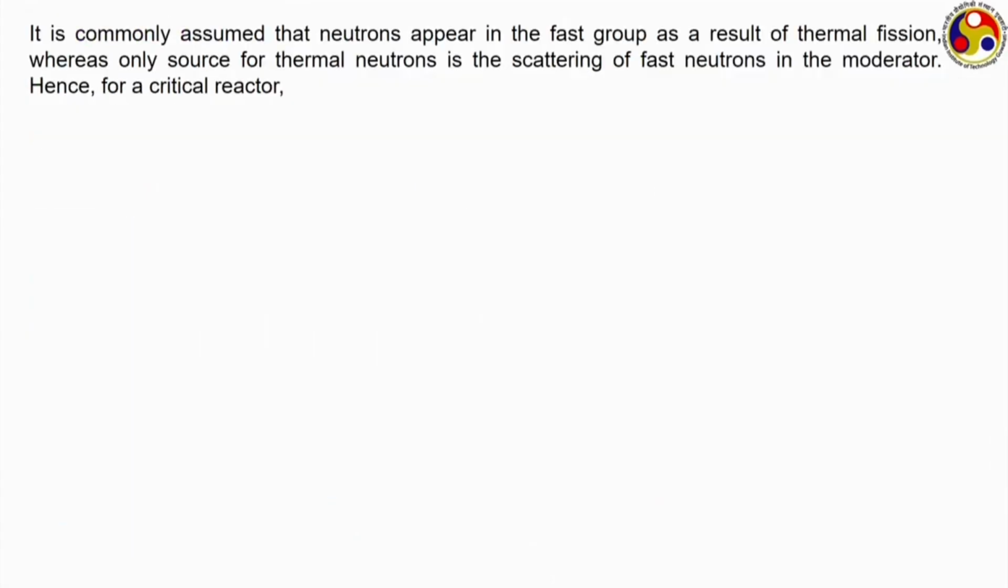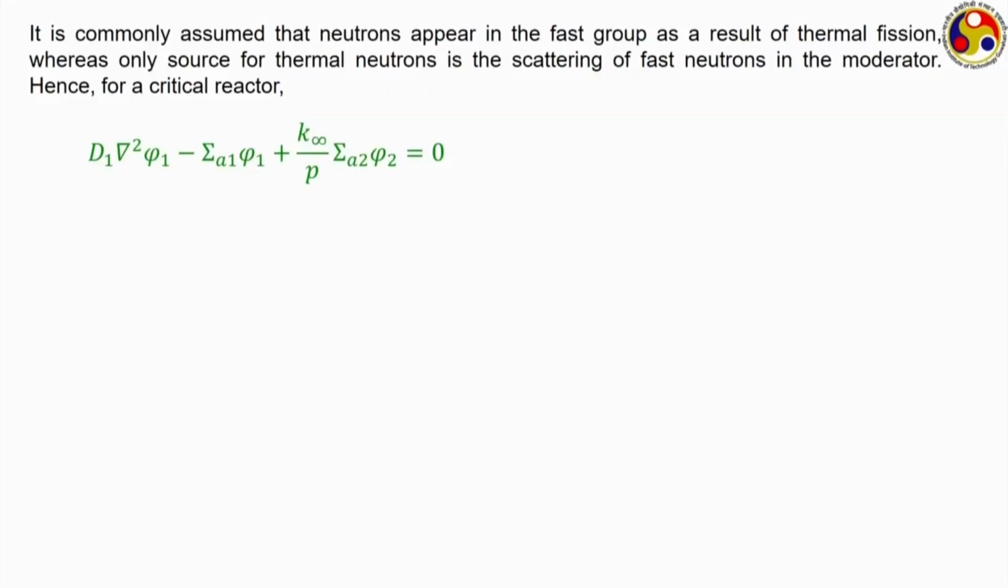Now we have to present a very brief mathematical analysis. We are assuming that the neutrons appear in the first group as a result of thermal fission only. That is, when the thermal neutrons participate in the fission reaction, the products of those constitute this first group. But the only source of thermal neutrons is when these fast neutrons pass through the resonance absorption zone, and because of scattering they become thermalized.